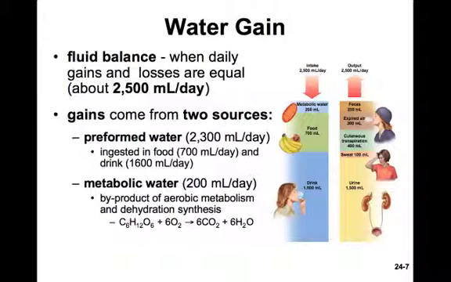The second means of water gain is metabolic water. This water comes about because of aerobic metabolism. If you'll remember, water is formed at the end of the electron transport chain when the hydrogen ions meet up with oxygen. In addition, in dehydration synthesis, when we link together two molecules, we release water molecules. So each time we link two molecules together, water is released. And all this can amount to about 200 milliliters, or 0.2 liters, each day.